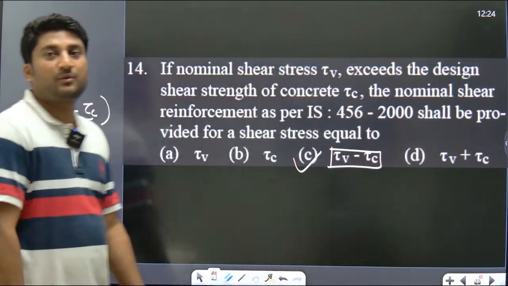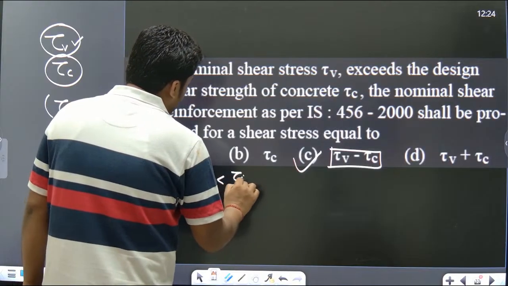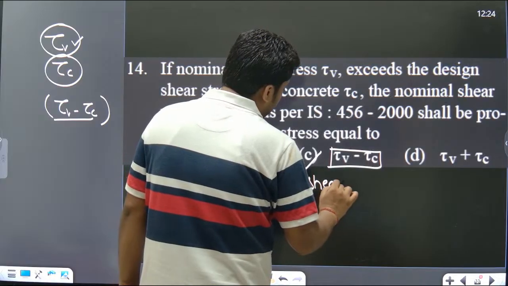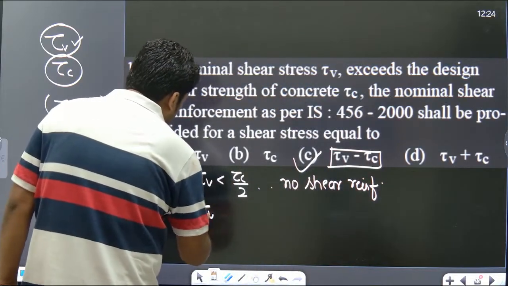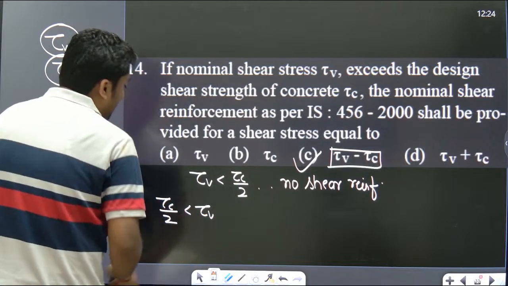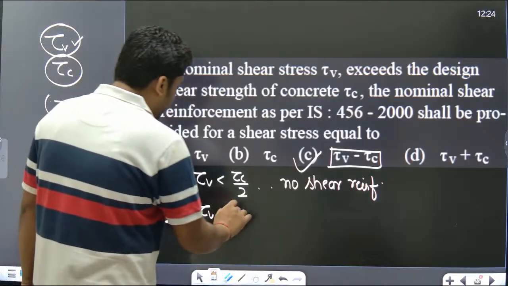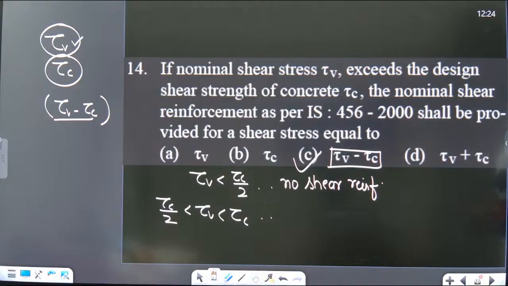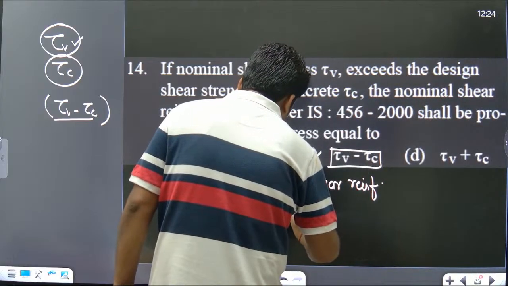So there are 4 codal provisions here. If the shear coming on the beam is less than tau C by 2, no shear reinforcement is provided. Understood everyone? Now if the shear coming on the beam is more than tau C by 2 but less than tau C, you need to provide the minimum shear reinforcement.